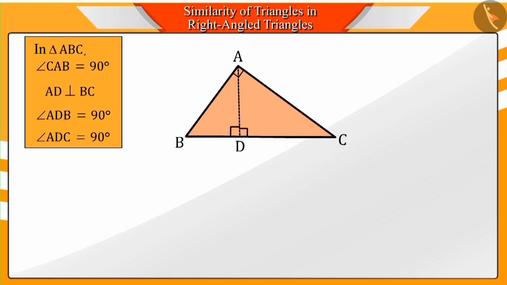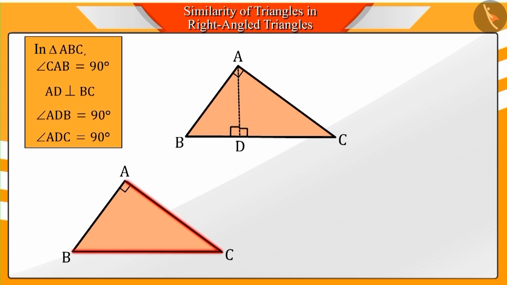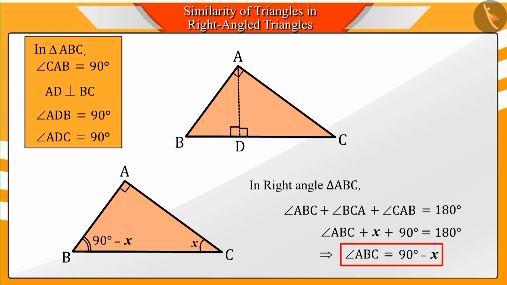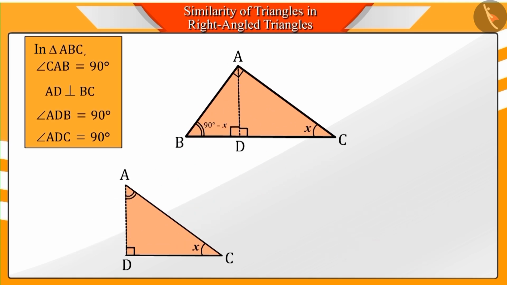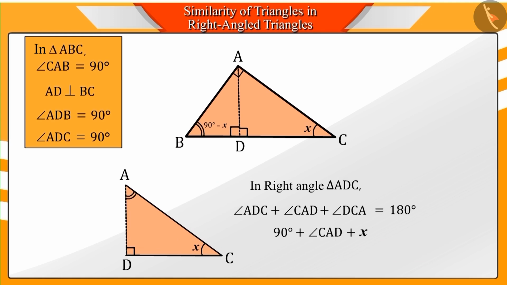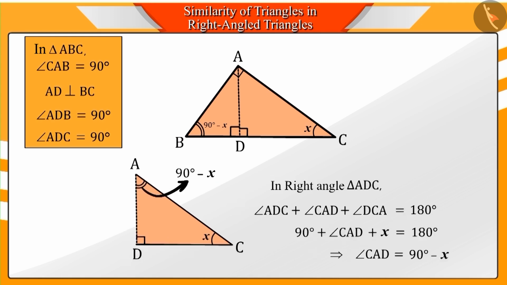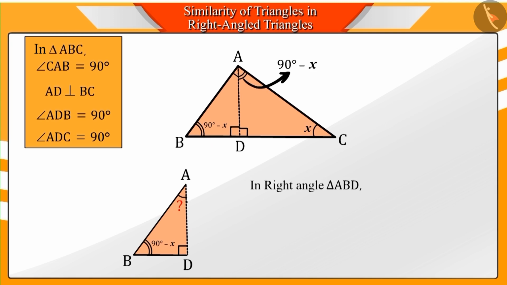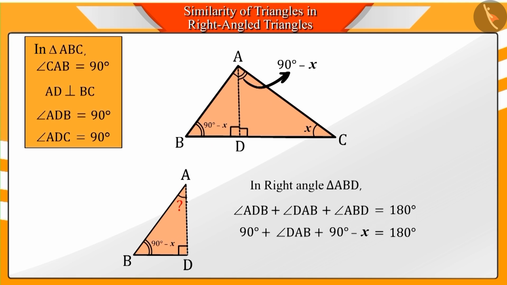If you consider the measurement of angle BCA as x in the triangle ABC, can you tell me what angle ABC will measure? You must remember that the sum of the measurement of all the angles of a triangle is 180 degrees. Therefore, the measure of the angle ABC will be 90 minus x. Similarly, the measurement of angle CAD in triangle ADC will also be 90 minus x. Similarly, can you tell the measurement of angle DAB in triangle ABD? Well done. The measurement of angle DAB will be x.